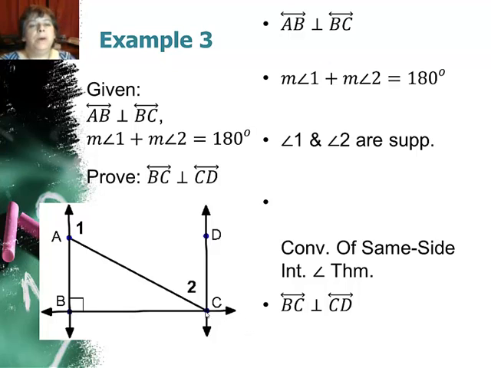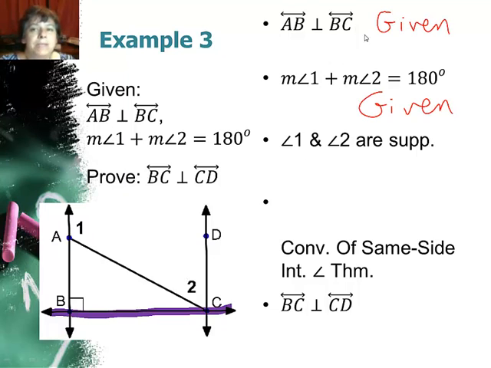So using this postulate, what we're going to do is we're going to prove that BC is perpendicular to CD. We know that AB and BC are perpendicular, so you can see here's my transversal. And we also know that angle 1 plus angle 2 equals 180. I do not know that the lines are parallel yet. So first of all, let's go ahead and see. AB and BC are perpendicular. That's part of the given. And the measure of angle 1 plus the measure of angle 2 is 180, also part of the given.